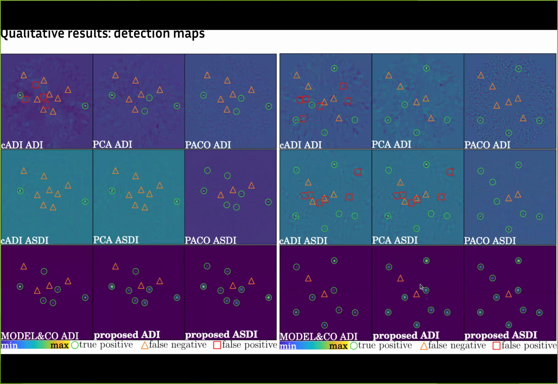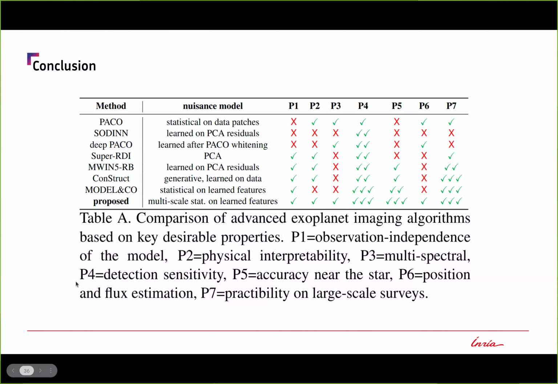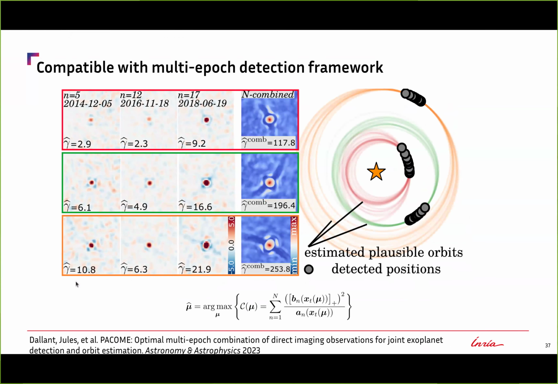So now these are some detection maps comparing several models. What we see is that for ASDI, it works generally better than ADI, and the proposed method is generally a bit better than PACO, and sometimes also better than MODEL&CO when in ADI. So yes, this I think I will skip a bit.